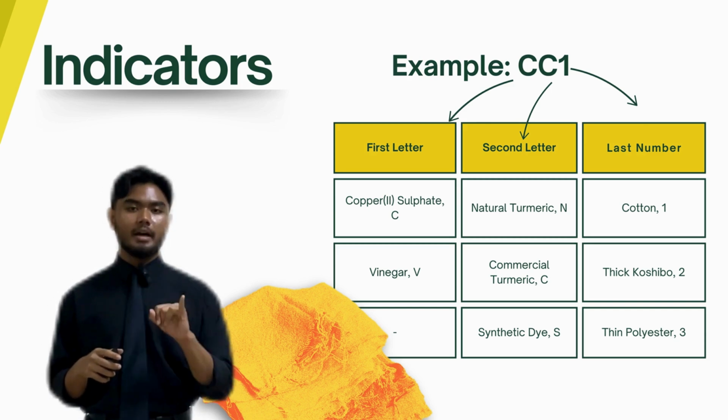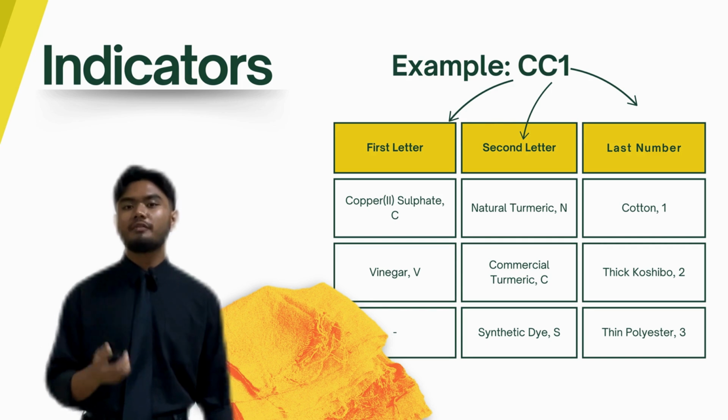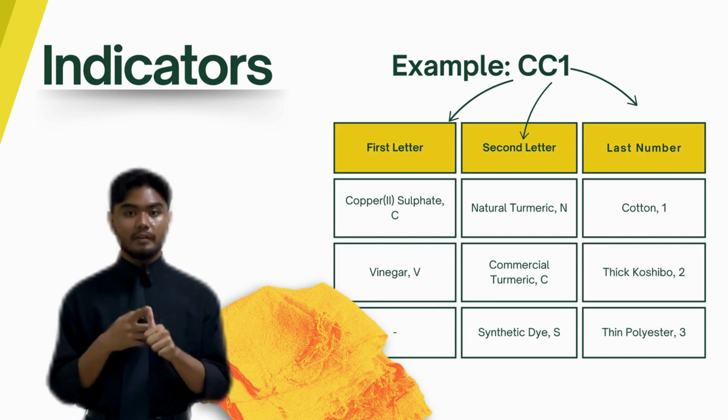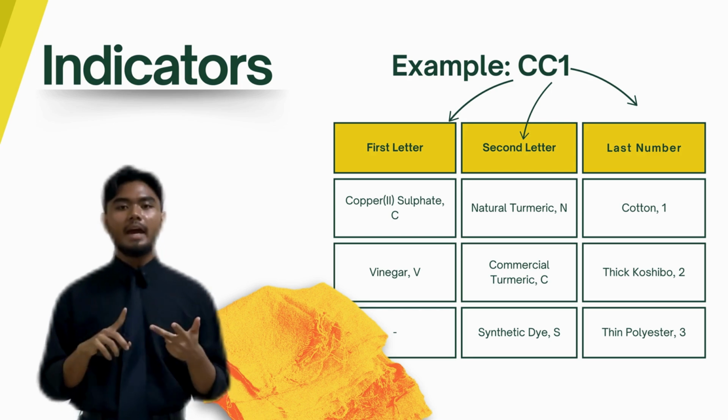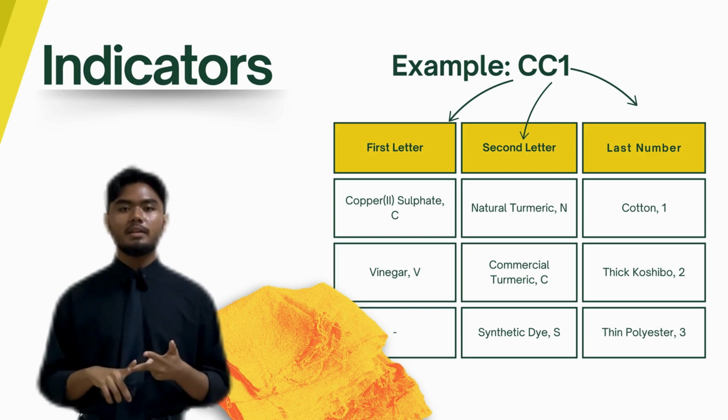And the third part, which is the number, refers to the fabric used. The first fabric is cotton. The second one is thick koshibo. And the third one, the last one, is thin polyester.